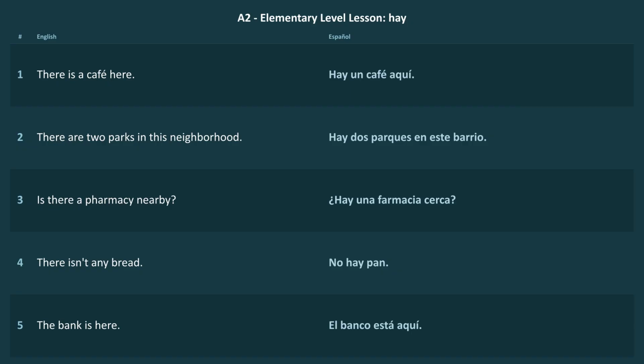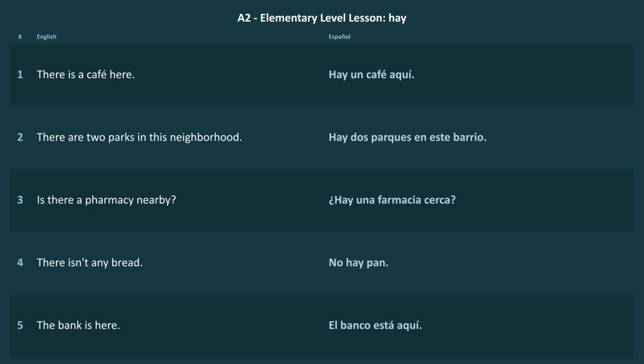If this felt simple, good. Simple is powerful. The goal is not to memorize a chart and stare at it dramatically. The goal is to see a place, a room, a street, a map, and say what exists there quickly and naturally. Hay. Keep listening for it, keep using it, and next time you're outside, describe what you see. Hay un árbol. Hay un coche. Hay una tienda. Then, switch to location. El coche está allí. La tienda está abierta. That little contrast will make your Spanish sound much more natural.